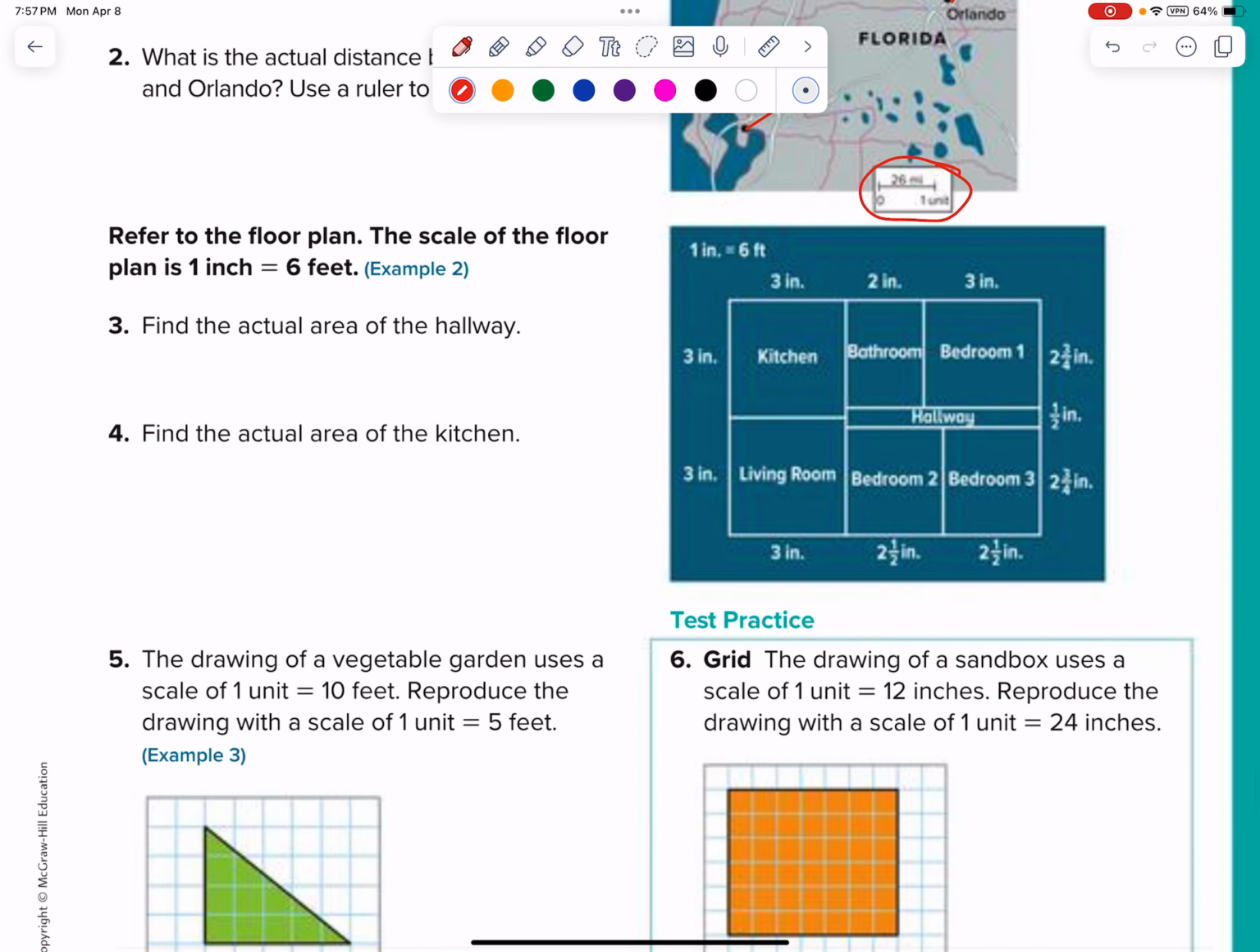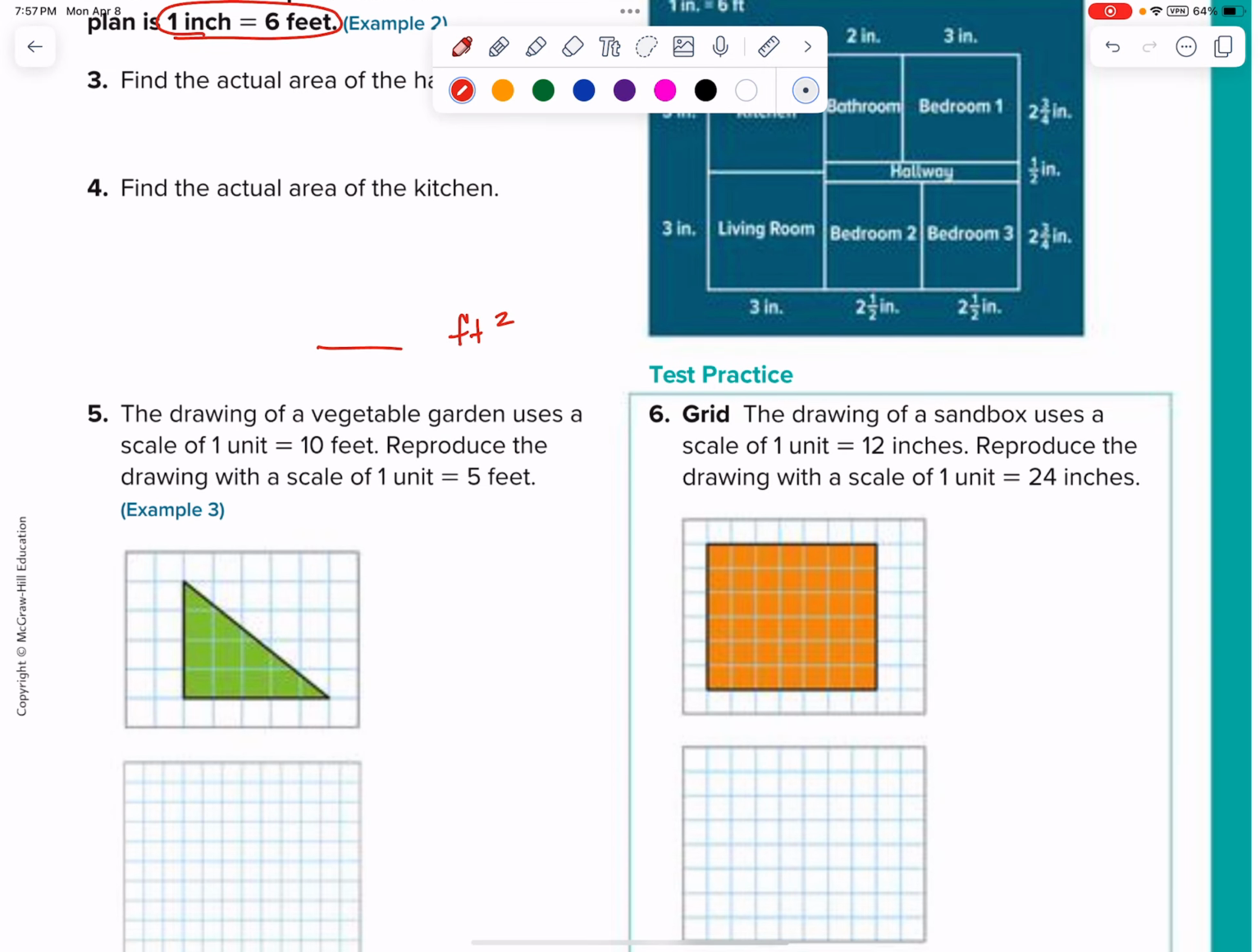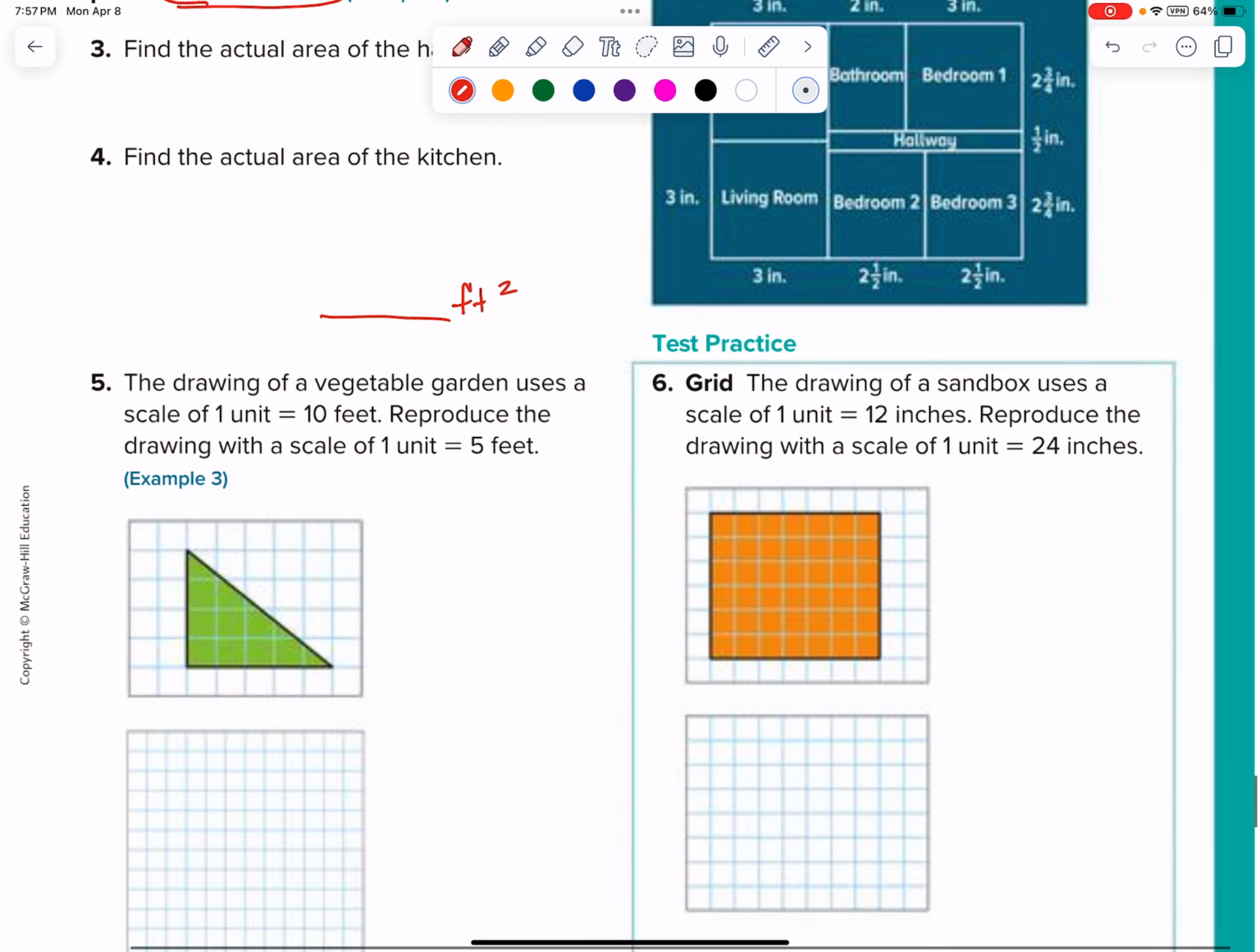If you look at 3 and 4, we're finding the actual areas of things. Your scale is 1 inch is 6 feet. So again, those are easy, just multiply by 6ers. But don't forget, you need this to be in feet squared. So if it was a test or something, I would write that in right away, almost make my answer spot so I don't mess up.